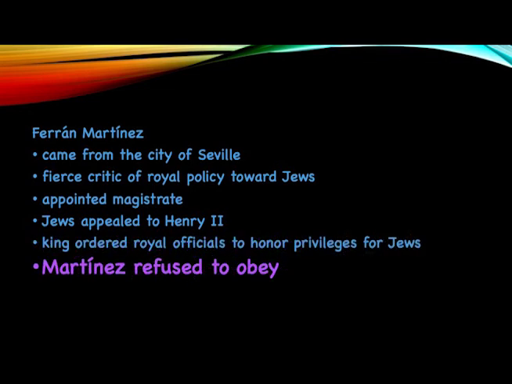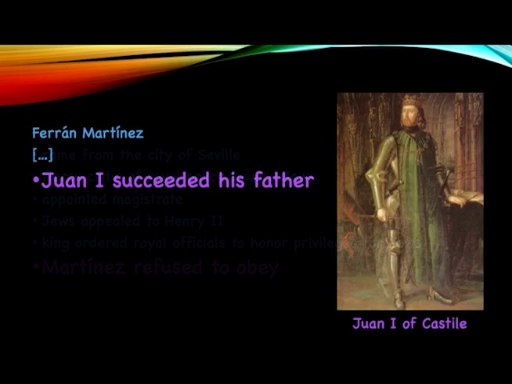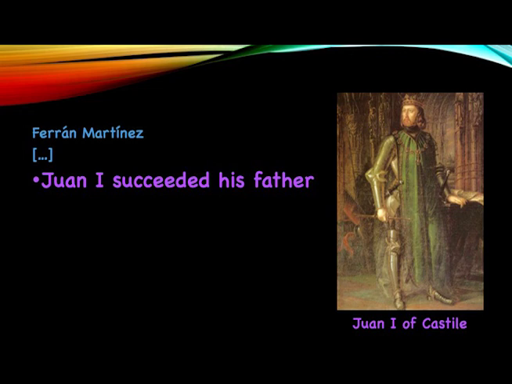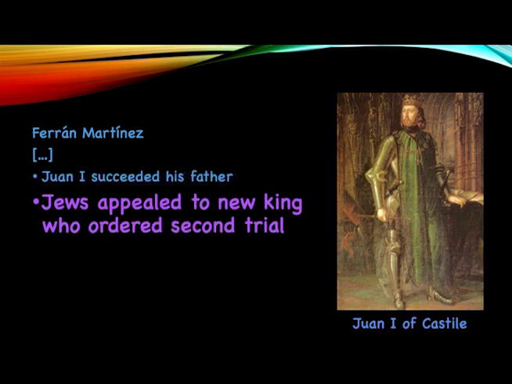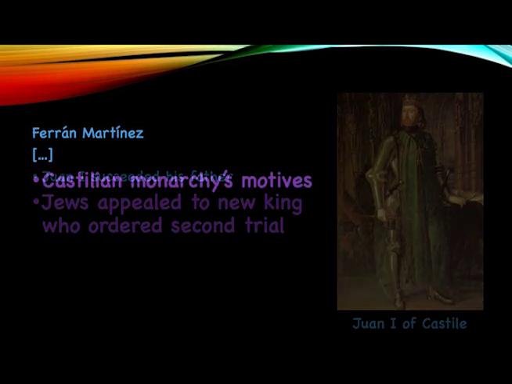Martínez resigned his municipal position, but he refused to obey the king's other demands, claiming that only the Pope had authority over him. Before the matter could be resolved any further, Henry II died and was succeeded by his son, Juan I. Martínez continued to use his influence to persecute Jews, so the city's Jews filed another complaint. King Juan ordered Martínez to stand trial a second time.